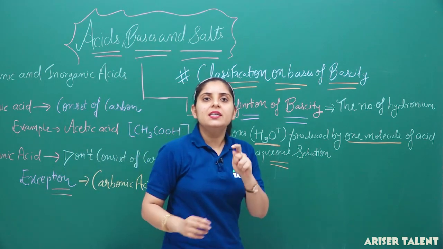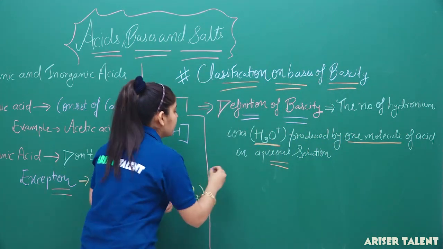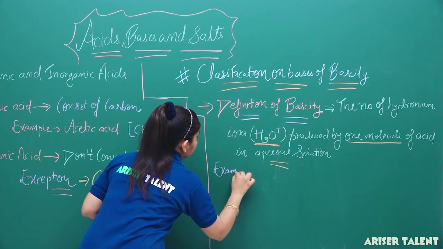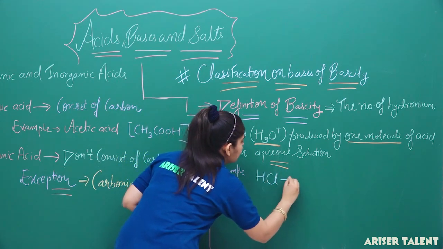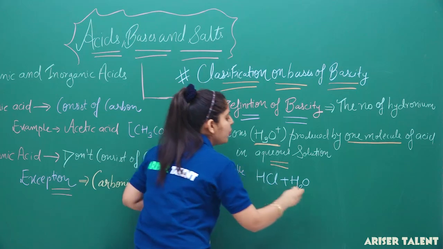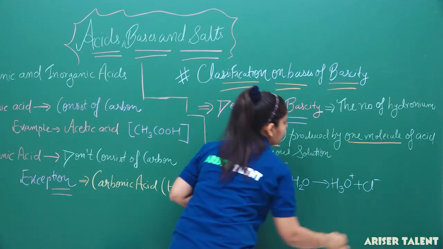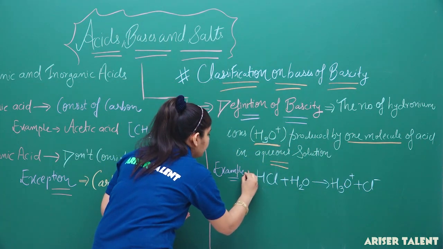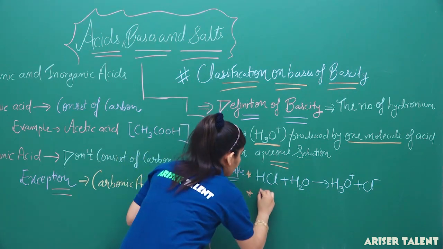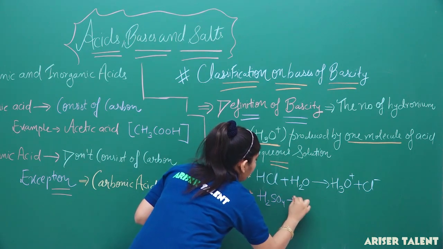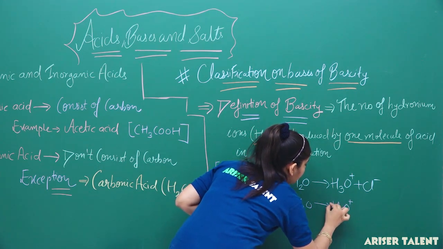Now we will understand the basicity with the help of an example. Suppose I am considering the acid HCl. If I am saying that HCl is dissolved in water, what is it going to give? It is going to give H3O+ plus Cl-. This is our first example. If I am taking another example, H2SO4 plus H2O, what will be the product? The product will be 2H3O+ plus SO4 2-.